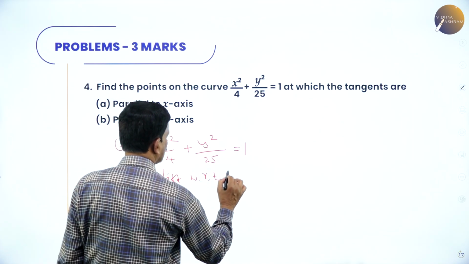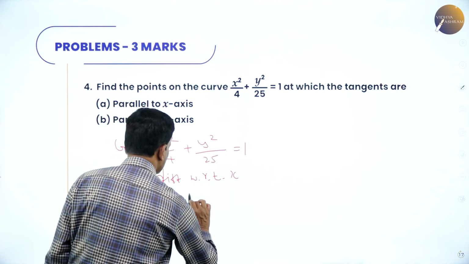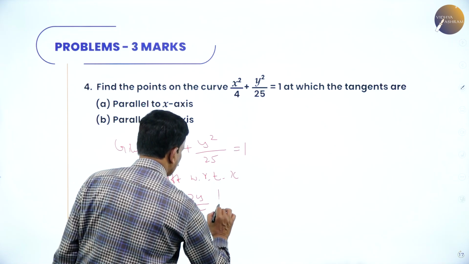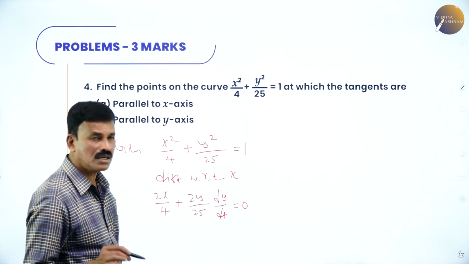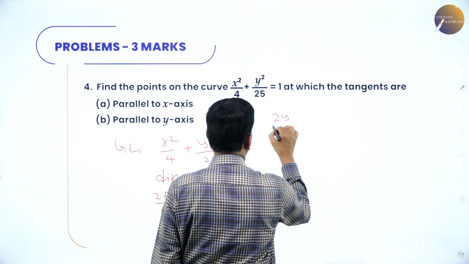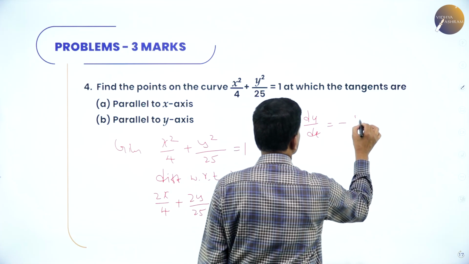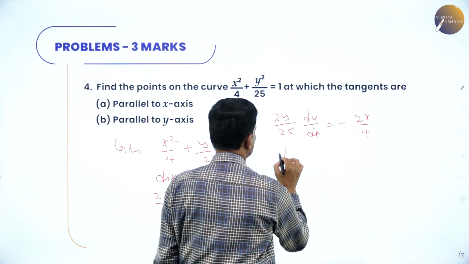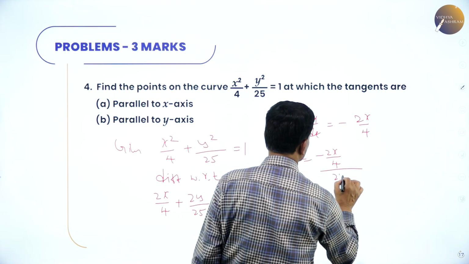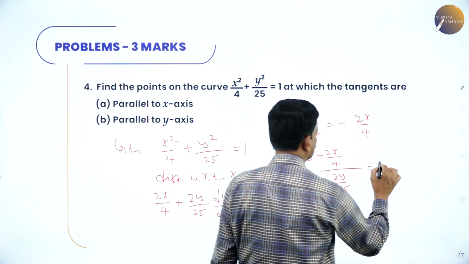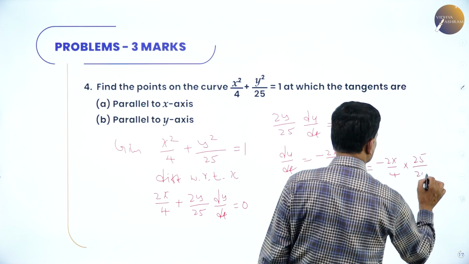Differentiate with respect to x. Differentiation of x square is 2x by 4 plus differentiation of y square is 2y by 25 into dy by dx is equal to 0. Just find out the value of dy by dx. So 2y by 25 dy by dx is equal to minus 2x divided by 4. So dy by dx is equal to minus 2x by 4 divided by 2y by 25. This goes to the numerator: minus 2x by 4 into 25 by 2y.